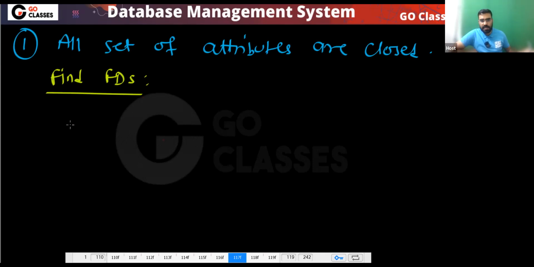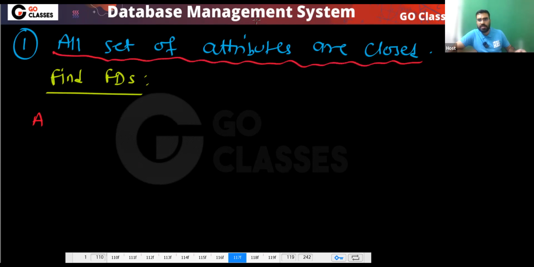So can I say that A plus, that A cannot determine anything? Can I guarantee what A can determine? Remember, every set of attributes is closed. It means A plus is A, right? By definition, because every set of attributes is closed.